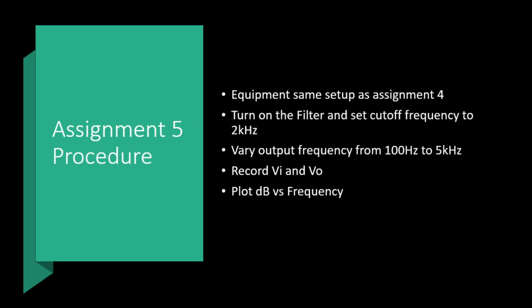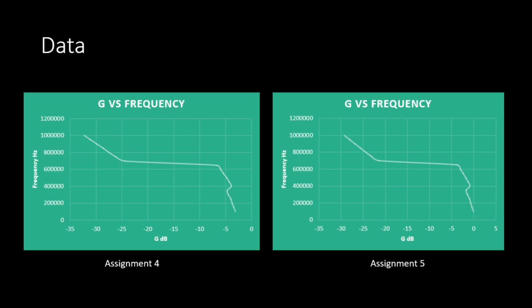Here's assignment 5. The same equipment as assignment 4. Turn on the filter this time, which is another piece of equipment, and set the output frequency from 100 hertz to 5 kilohertz, varying in small increments. I forgot to mention that the filter is turned on at a cutoff frequency of 2 kilohertz, and then record voltage in, voltage out on the oscilloscope and multimeter. Again, the plot is going to be right here.